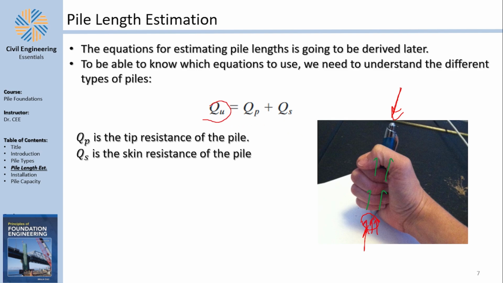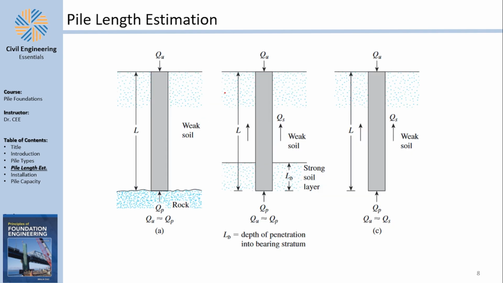The ultimate load carrying capacity of a pile is the load of the tip and the load of the skin friction. And in order to estimate the length of the pile, you need to know what those are, because all of them depend on the length L, so you need to understand them. And to understand them, we need also to understand how piles carry loads. Now, there are two types of piles and a combination. You have friction piles, load-bearing piles, and a combination of those.